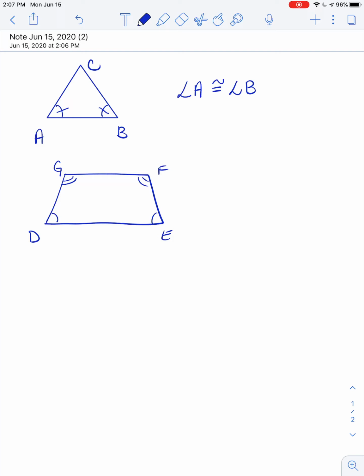Well, I can use a single tick mark maybe in the smaller angles, D and E, and then a double tick mark in the larger angles, G and F, to show that they are a match. These type of marks can also be used in parallelograms. So say I have a parallelogram HIJK, and I want to tell you that the segments KJ and HI are congruent to each other.